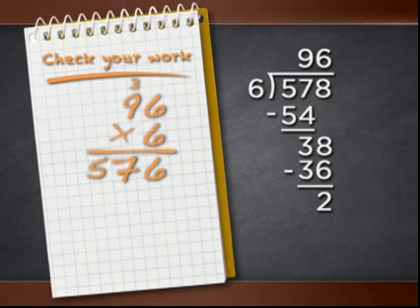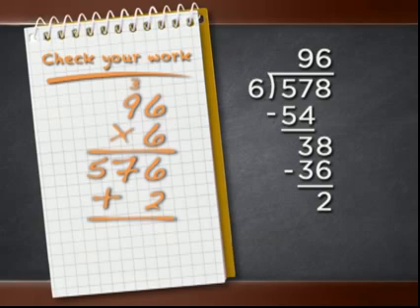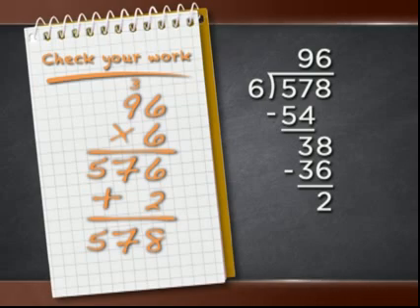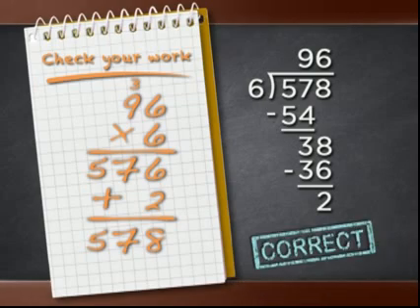576. Okay? Now what you do to finish is you add that extra remainder in to see if you get the original dividend. And if you take the 576 plus the 2, which was that remainder, you get 578, and that was the original dividend. And that is how you confirm that you've done the problem correctly.